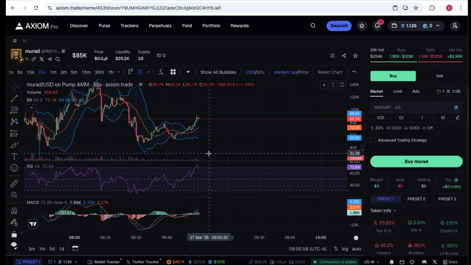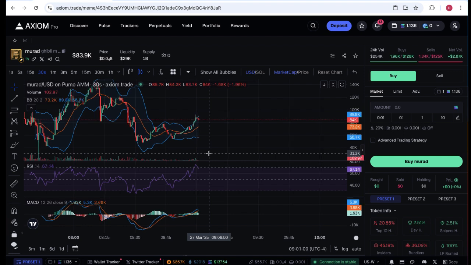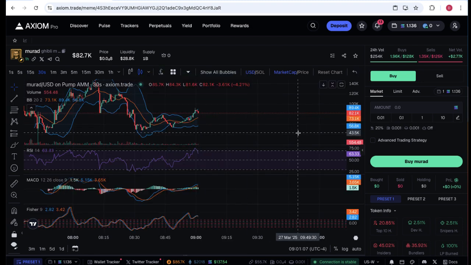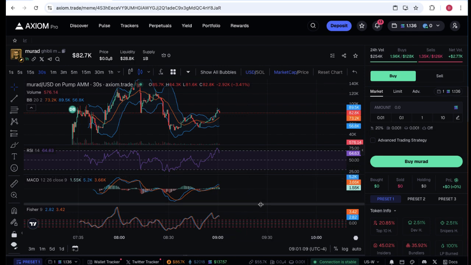So the next indicator that I'm going to show you is one that I actually have not seen on anybody's meme trading tutorials at all. This is a very rare indicator. It's one of my favorites. It's a leading indicator. This is the Fisher transform, and I challenge any of you guys to show me someone else that's using this indicator.